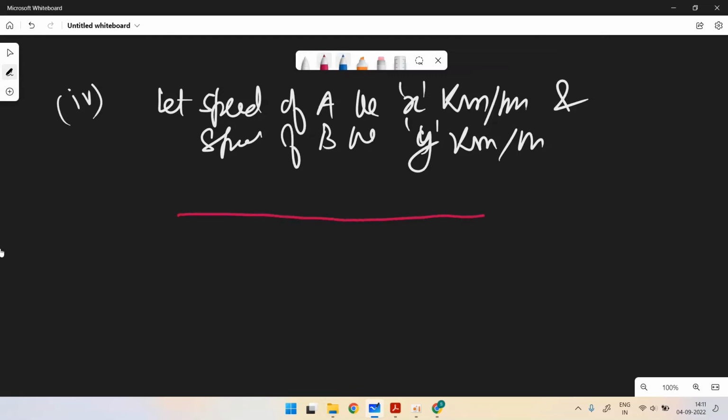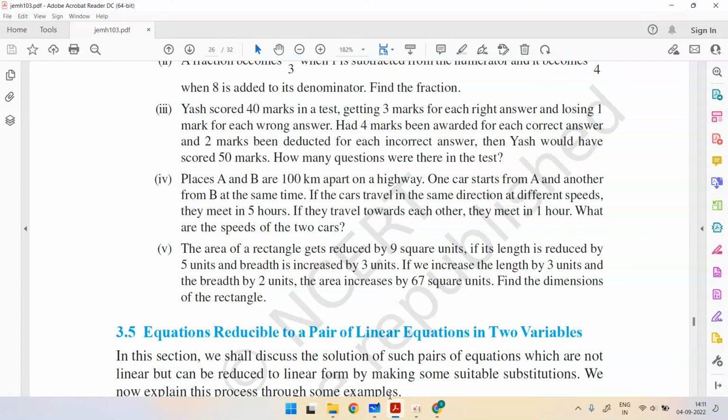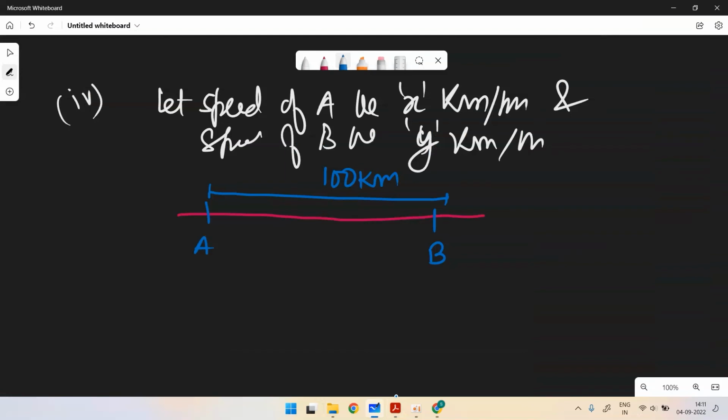Diagram number one says that A and B are on a 100 kilometer highway. If one car starts from A and the other from B at the same time, they travel in the same direction at different speeds. They meet in 5 hours. So let us assume they travel in this direction. They meet in time that is 5 hours.